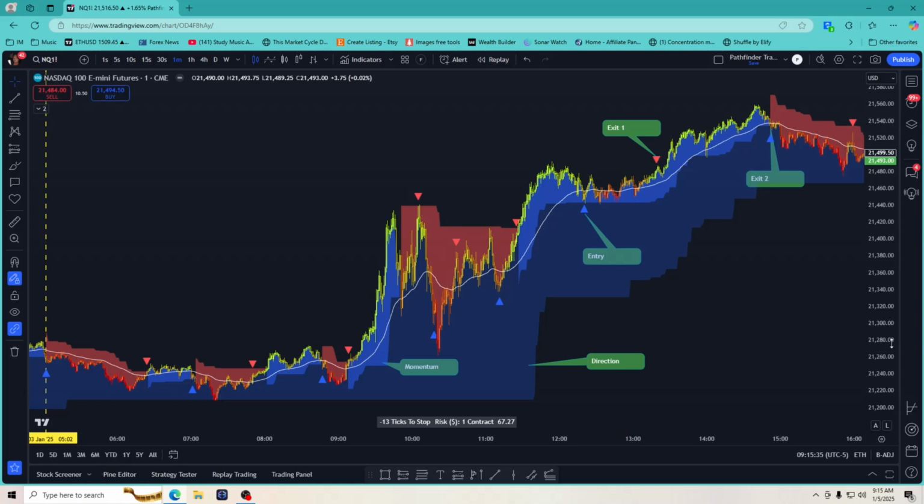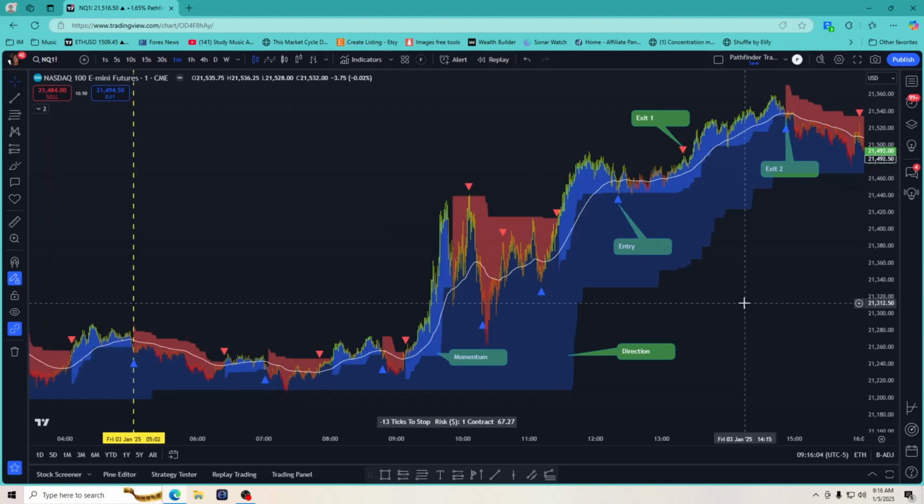Now, there is a white line that you guys see here. The white line is more for visual reference and for the advanced traders. You don't need to worry about that right now as a fundamental trader. All you need to know is your direction. Is the momentum in the favor of the direction? Do I have an entry? Here's my exit 1 and exit 2, and that is all you need to know.